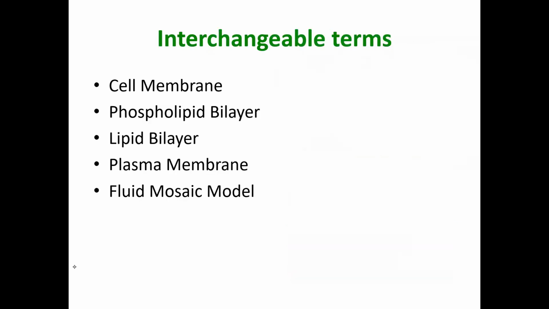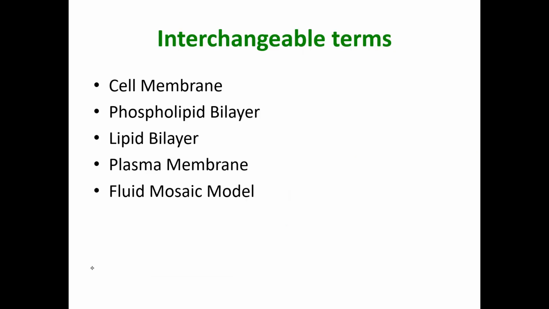The next thing is the terms that are usually interchangeable: cell membrane and plasma membrane. Whenever you see cell membrane and plasma membrane, they reflect the same thing. And then phospholipid bilayer. When we say phospholipid bilayer, it means the layer of the lipid where there are polar and non-polar components. And then there is also the lipid bilayer. So lipid bilayer and phospholipid bilayer are not the same thing.